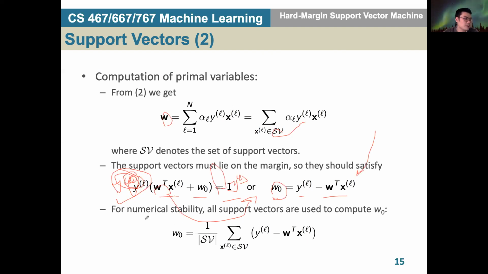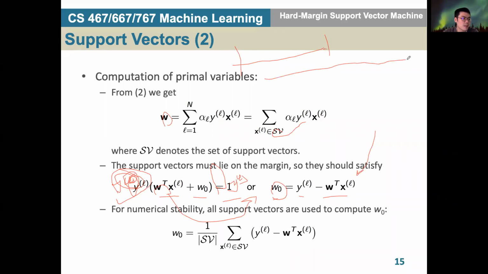But there's a problem. Because our computers have limited bits for each number, like 64 bits or 32 bits, but your number could actually have more precision, like pi, you cannot represent it accurately using just a limited precision number. So there will be some numerical errors here. For each support vector, it may introduce some error to W, so you want to cancel out those errors by considering all the support vectors.